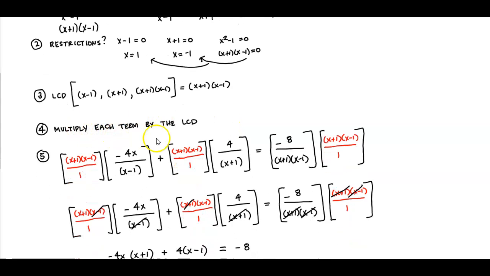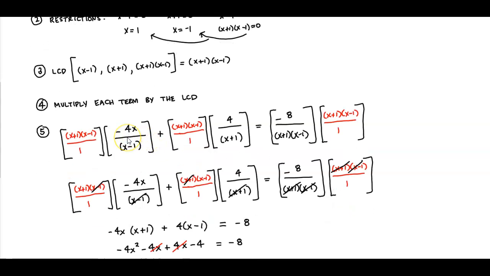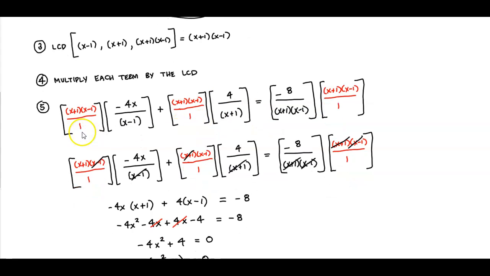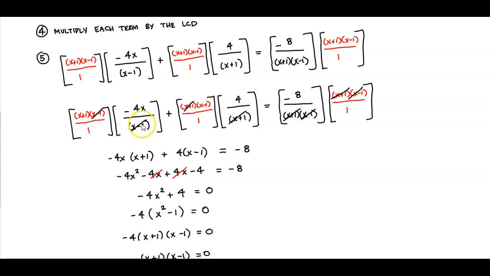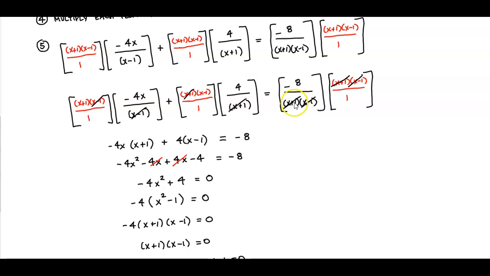Then we're going to multiply each term by the LCD. So our original equation is negative 4x over x minus 1 plus 4 over x plus 1 is equal to negative 8 over the factored denominator of x plus 1 times x minus 1. And then we're multiplying each of those terms by the LCD. Then we can eliminate any of the denominators. So x minus 1 goes into x minus 1 one time. So we have negative 4x times x plus 1. Plus x plus 1 goes into x plus 1 one time. So we have plus 4 times x minus 1, which is equal to x plus 1 times x minus 1 goes into x plus 1 times x minus 1, which leaves us with negative 8 times 1.